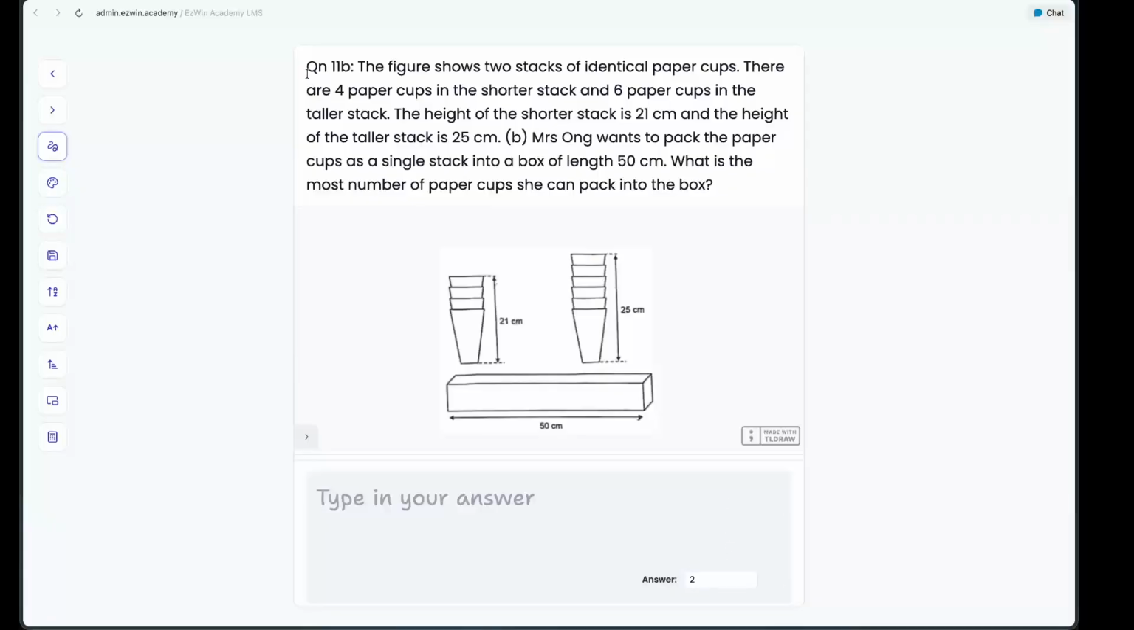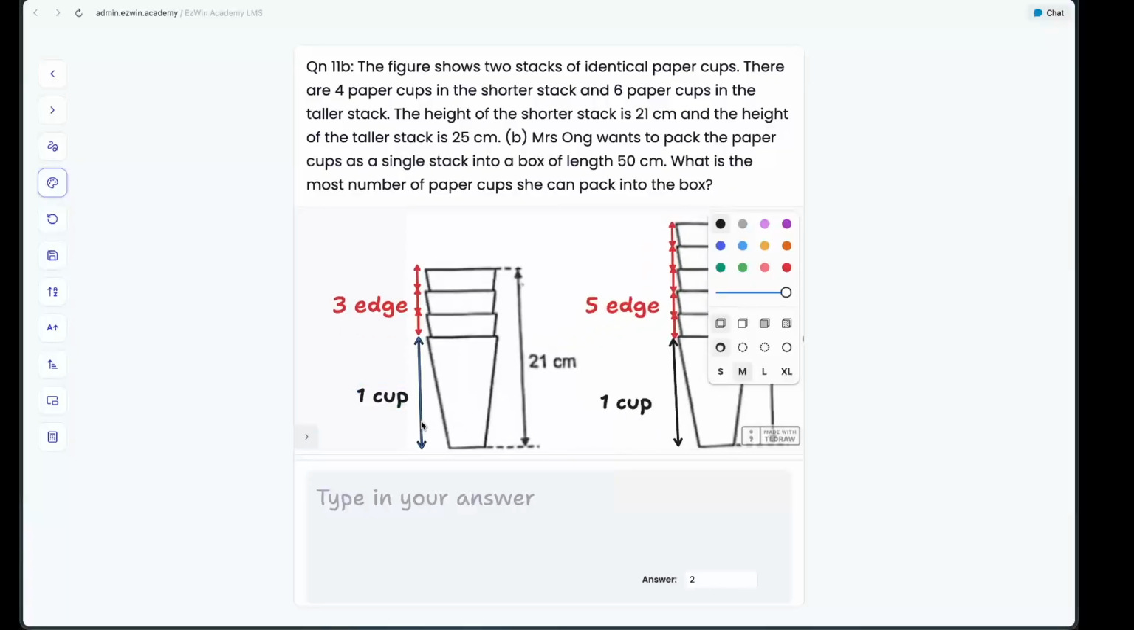So question 11b. The figure shows 2 stacks of identical paper cups. There are 4 paper cups in the shorter stack and 6 paper cups in the taller stack. The height of the shorter stack is 21 centimeters and the height of the taller stack is 25 centimeters. Mr. Song wants to pack the paper cups as a single stack in a box of 50 centimeters. So what is the most number of paper cups she can pack in the box?